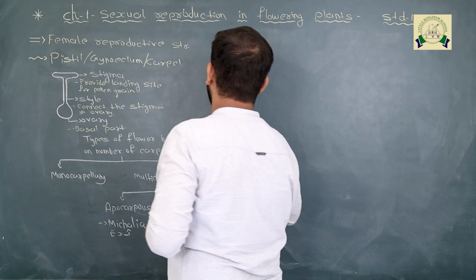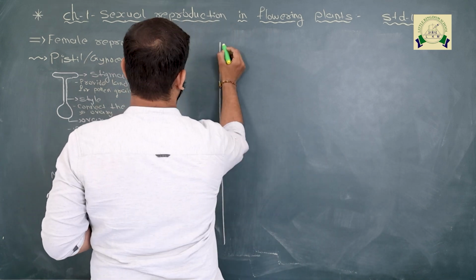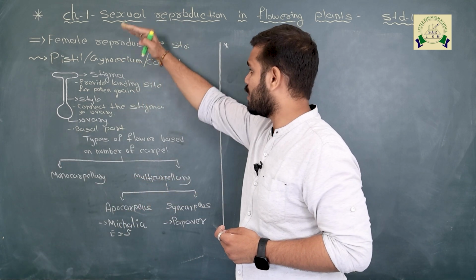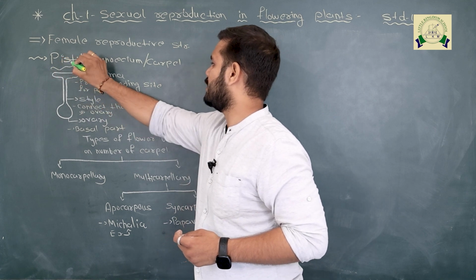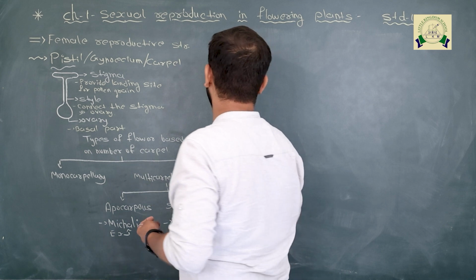Next, after this, we need to learn what is Megasporangium. This is all about the structure of pistil and the types of flower based on the number of pistils. Now, Megasporangium.